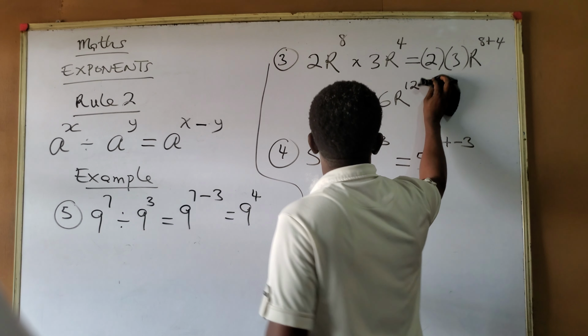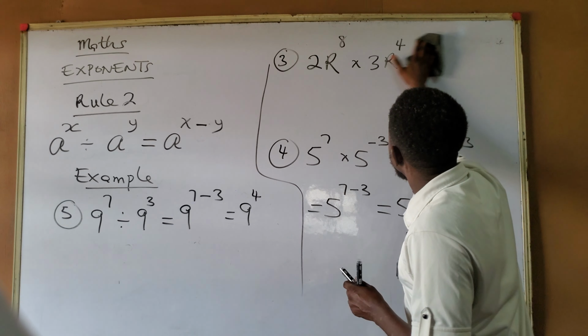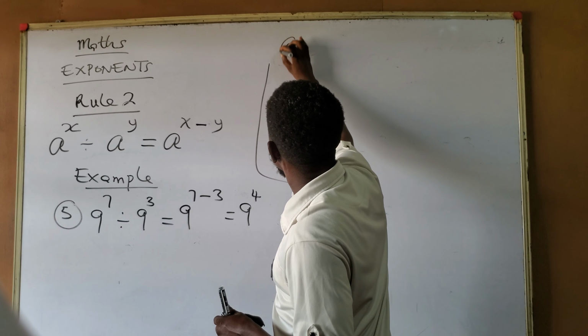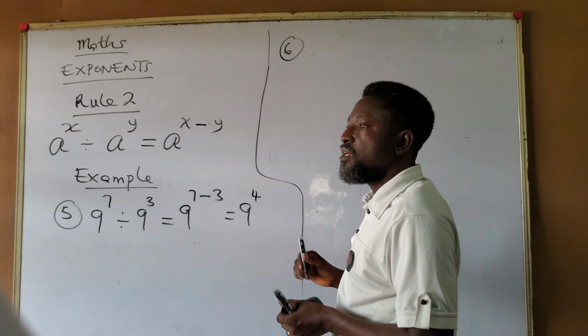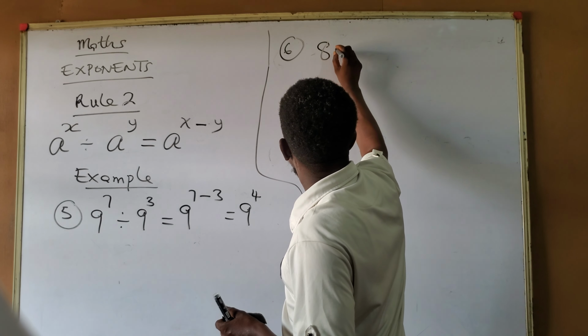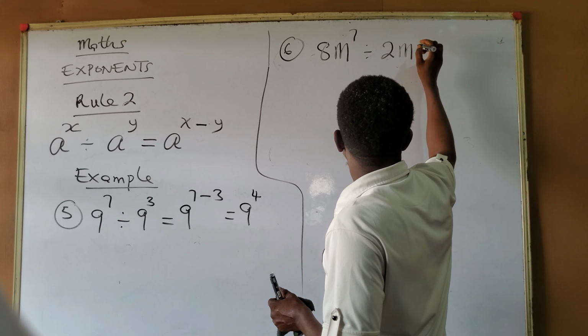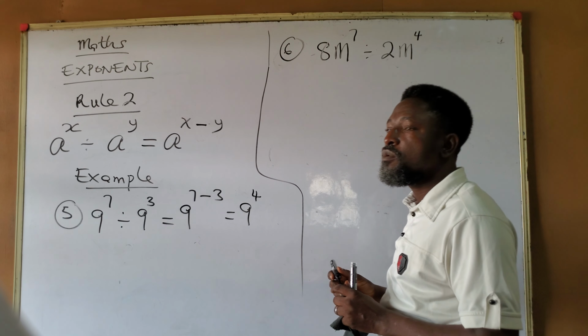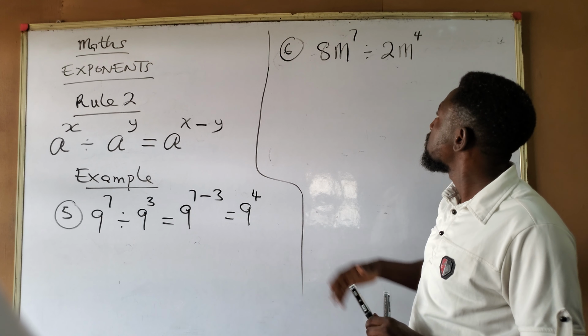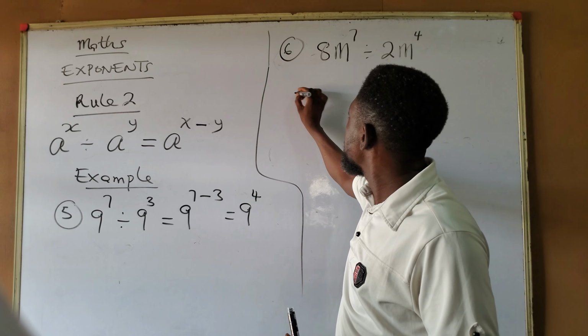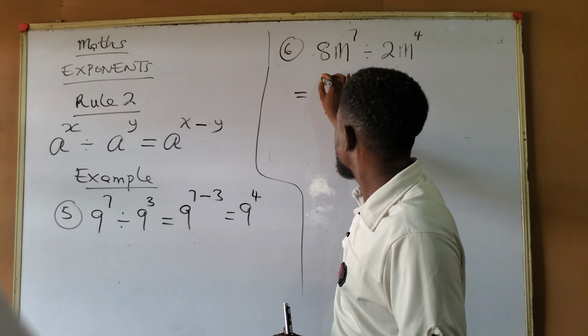Similarly, if we have something like this, example 6. Let's say you have 8m to the power 7 divided by 2m to the power 4. So what you need to do is divide the coefficient first. In this case you have 8 and then you have 2. So I divide 8 by 2.